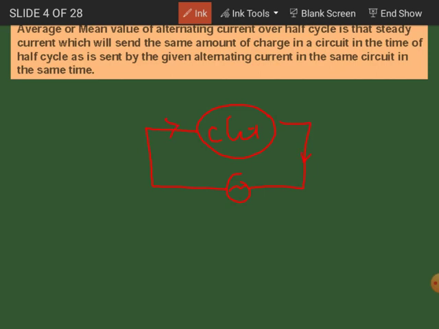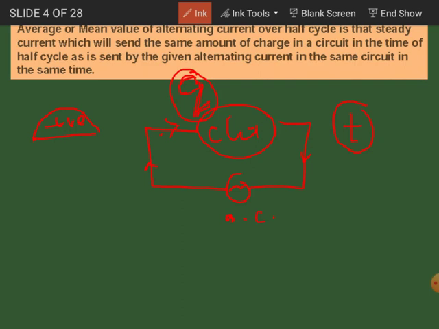Now let's take it that during a small time interval t, for a half cycle, let's take the positive half, if AC current is passing through it, and let's take it that the amount of charge transferred through this circuit is Q. So your AC current sends Q amount of charge through this circuit during this interval of time small t.